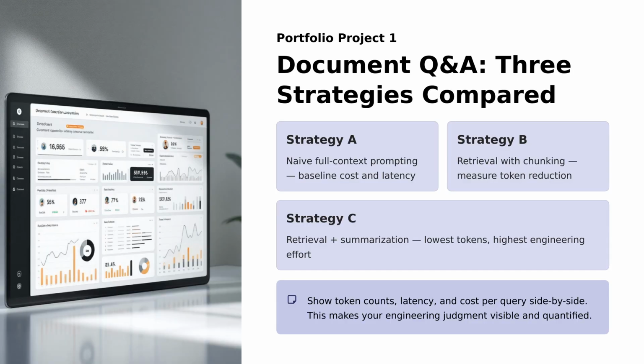For Portfolio Project 1, I compared 3 document Q&A strategies side by side. Strategy A is naive, full context prompting, which gives us a baseline for cost and latency. Strategy B adds retrieval with chunking to reduce token usage. Strategy C combines retrieval and summarization, which drives tokens even lower, but takes more engineering effort. By showing token counts, latency, and cost per query together, the trade-offs become clear and measurable.